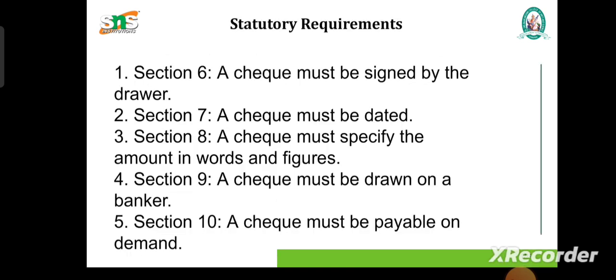What are the regulations and acts that will be followed in these statutory requirements? First one is Section 6. The check must be signed by the drawer. Section 7. The check must be dated. Section 8. The check must specify the amount in words and figures. Section 9. The check must be drawn on a bank. Section 10. The check must be payable on demand. These are all the legal acts that should be followed in the check.